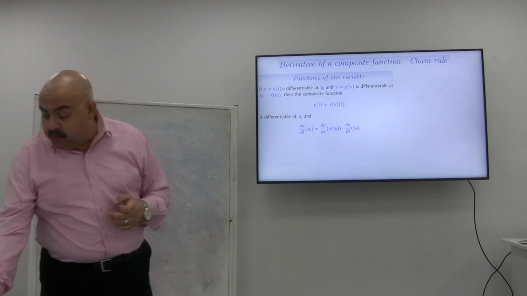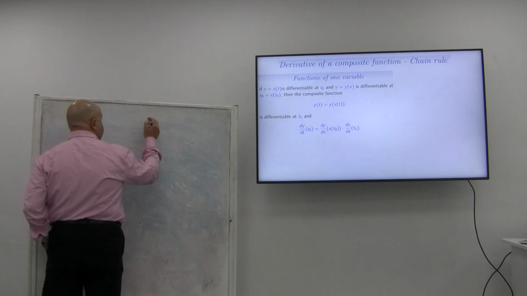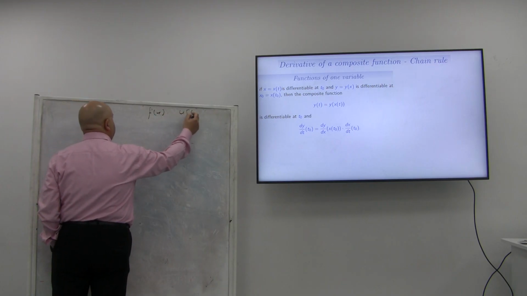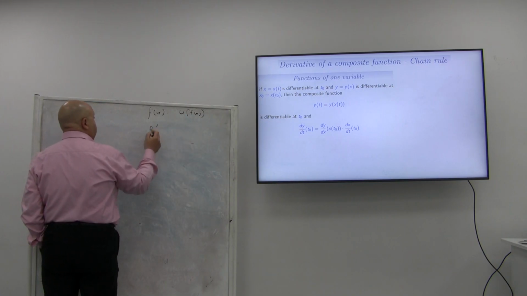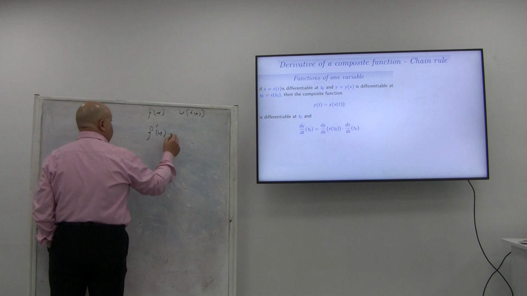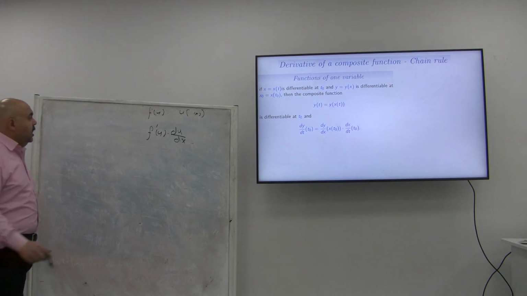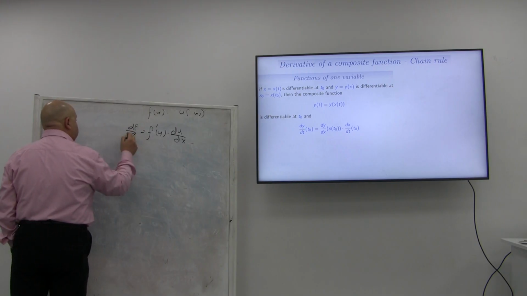If you remember, in one dimension, if I have a composite function, for example f of u, and u is a function in x, all we have to do is get the derivative of f with respect to u, then multiply by du with respect to x.